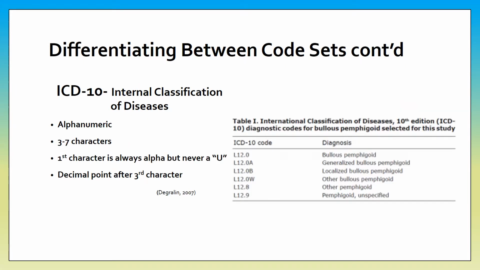International Classification of Diseases, or ICD-10 code sets, can range from 3 to 7 characters long and is alphanumeric. With an ICD-10 code, the first character is always an alpha but never a U. ICD codes contain a decimal point, which is placed after the 3rd character of the code.